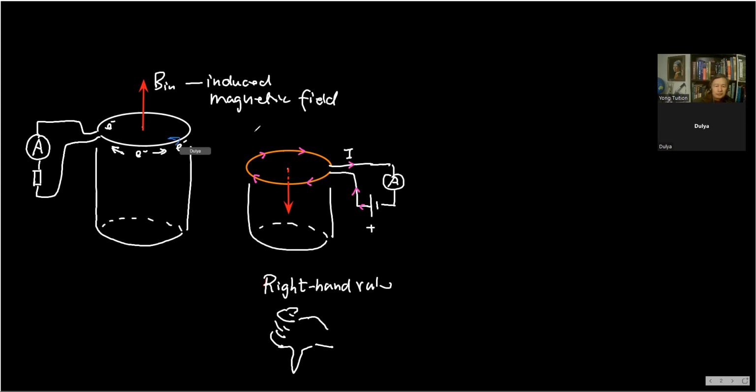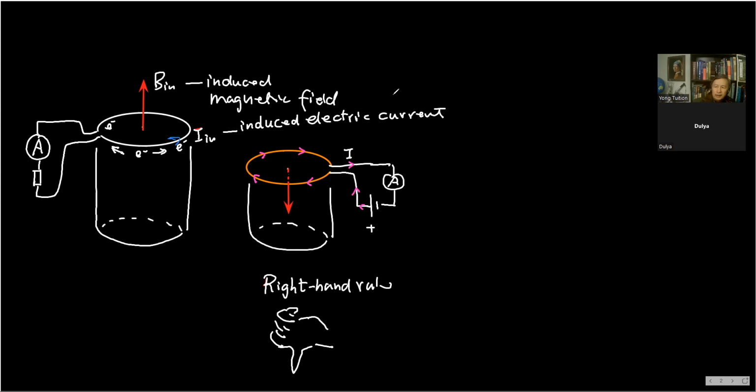This way. Right, that is the right way of current. Induced current. So in this case, I will call this induced current. I put it in here, can you see? I in. So this is called induced current. Induced current will generate induced magnetic field. Does that make sense? Induced electrical current.